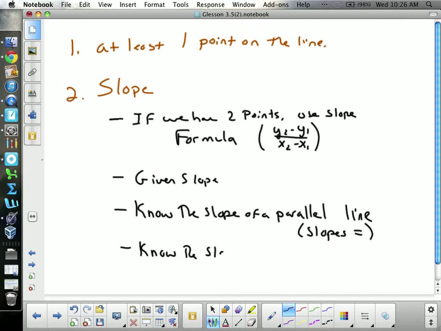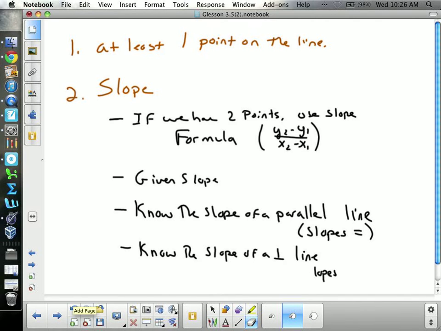know the slope of a perpendicular line, in which case the slopes are negative reciprocals. Okay? So if they're negative reciprocals, that's the other way of knowing the slope.